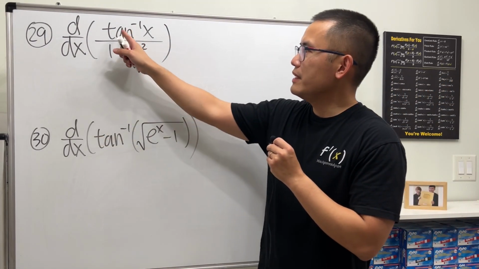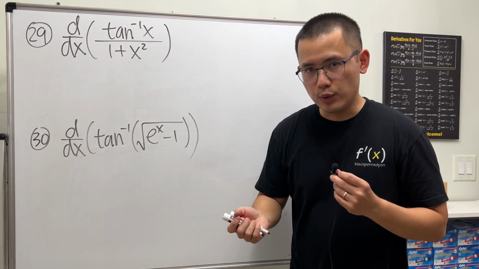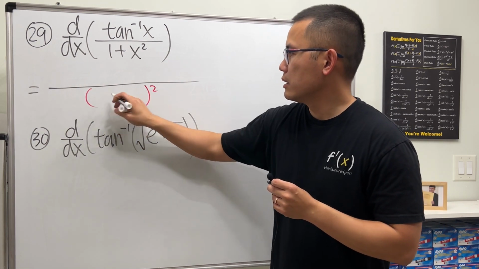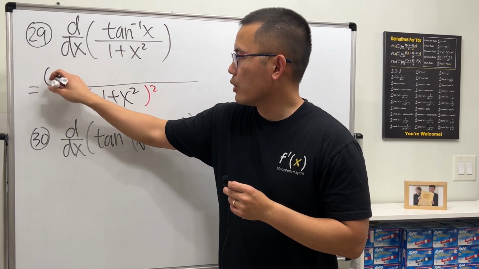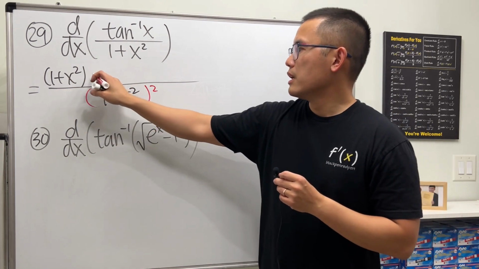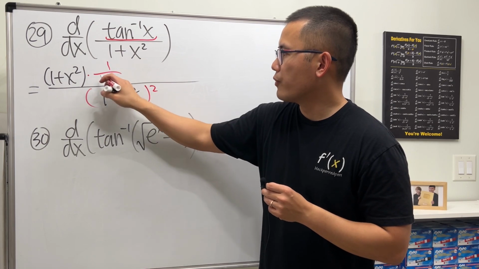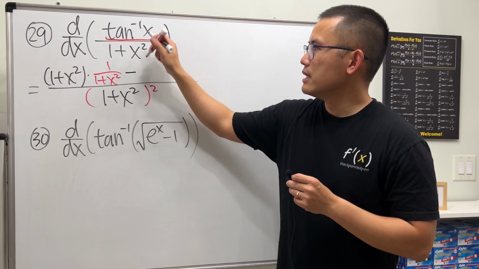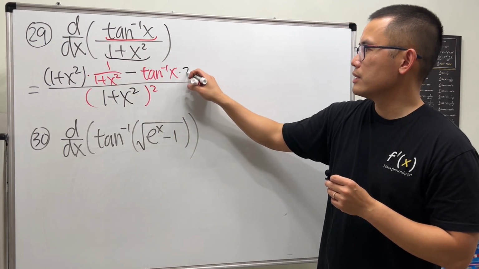For this one, we have inverse tangent of x over 1 plus x squared. So we will need to use the quotient rule. Let's go ahead and square the bottom right away. And then we'll put the bottom right here, so 1 plus x squared. Two terms, make sure you use the parentheses. And then we multiply by the derivative of the top, and that will give us 1 over 1 plus x squared. And then we subtract the top function times the derivative of the bottom, and that will give us 2x, just like that.